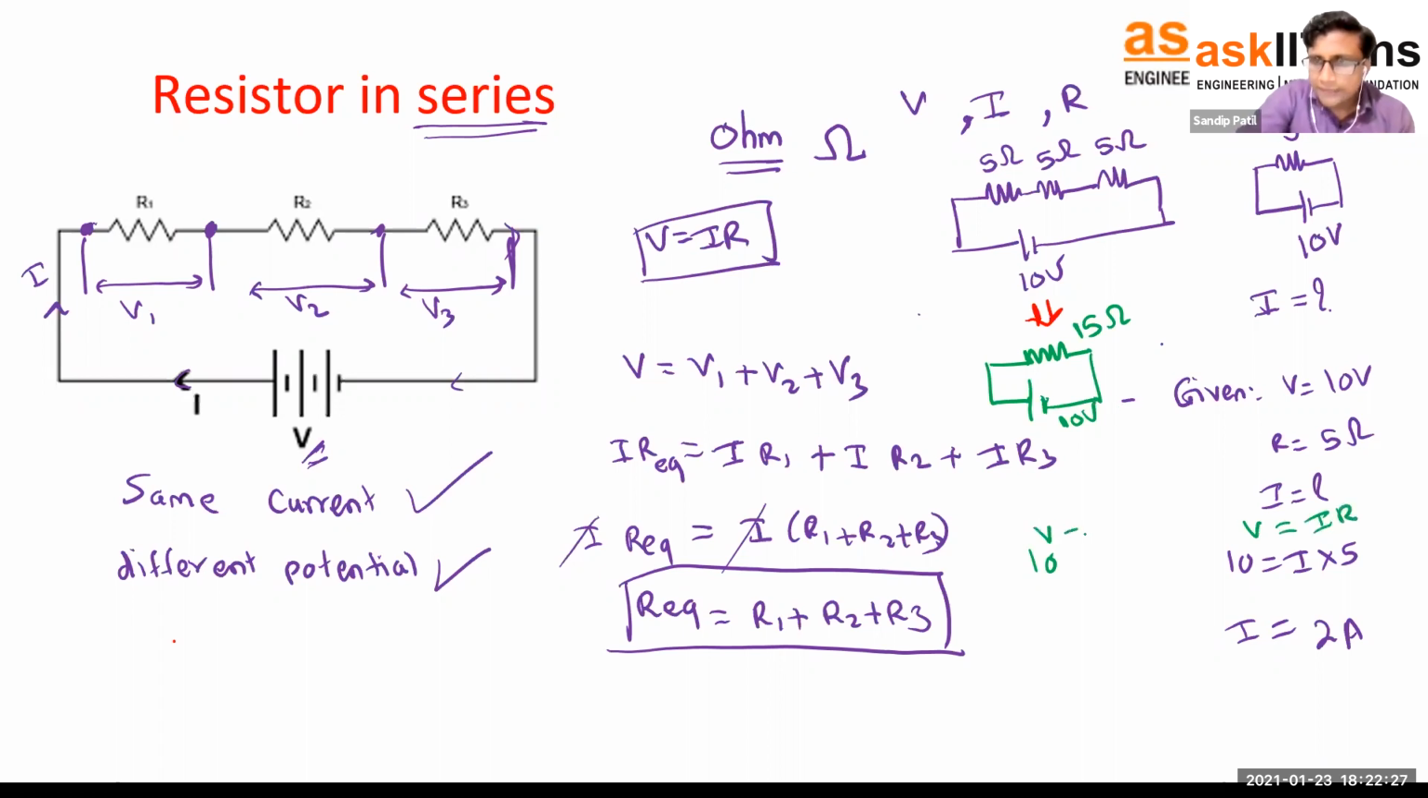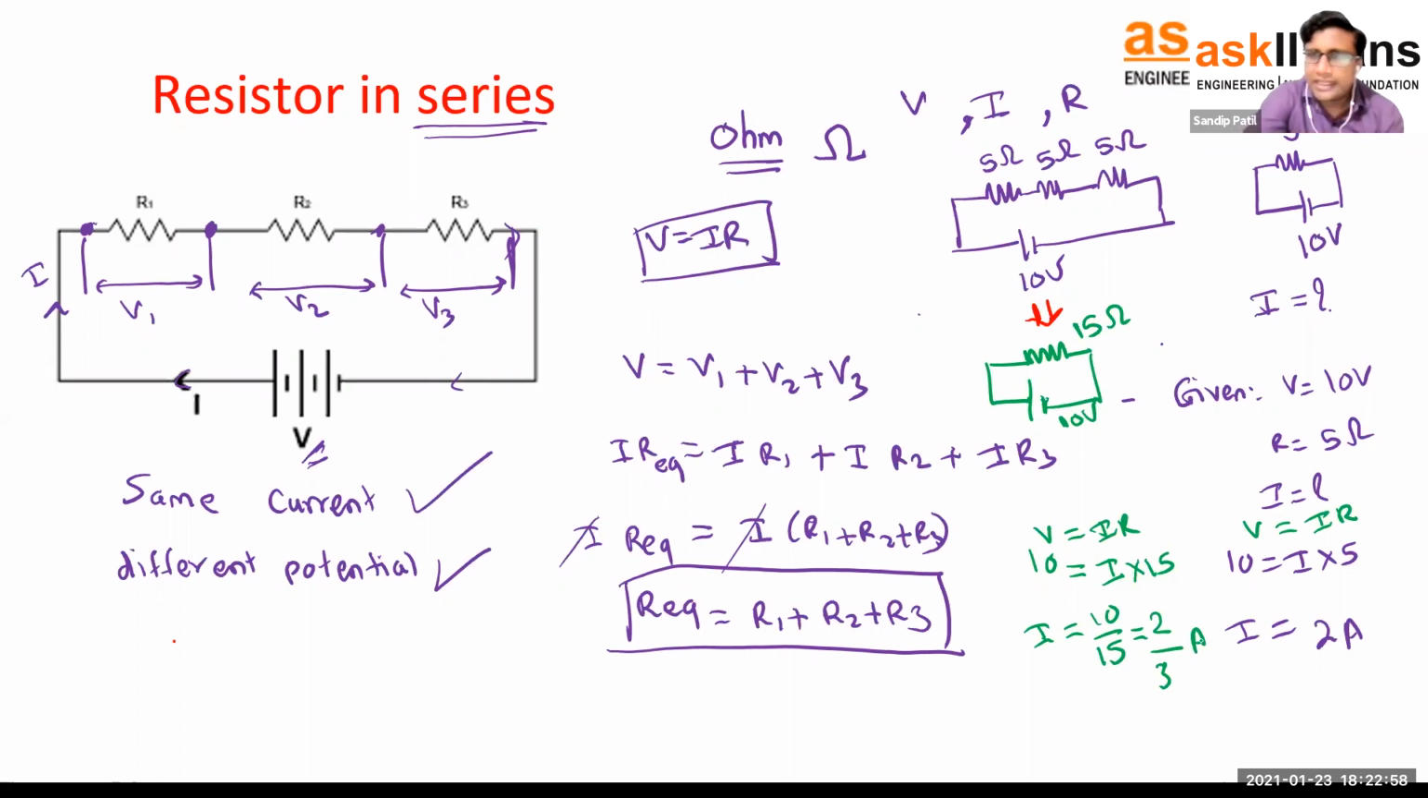So V again I can say V is equal to IR. So 10 is equal to I times 15. So I can say I is equal to 10 by 15, or 2 by 3, right? 2 by 3 ampere. So we can say here current we got as 2 by 3 ampere. It is in series, so I can say potential is getting divided, but current is same. This is how we can calculate.